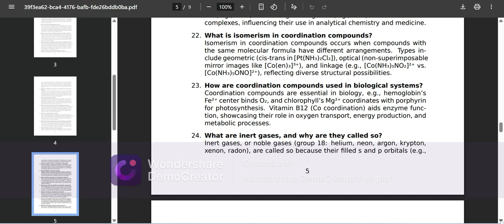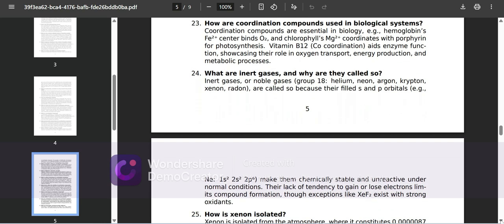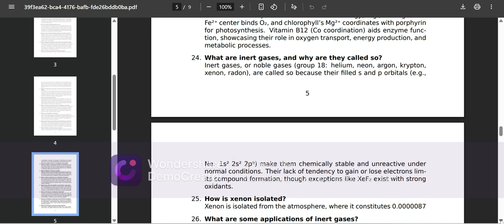How are coordination compounds used in biological systems? Coordination compounds are essential in biology. Example: hemoglobin, whose iron center binds oxygen, and chlorophyll, where magnesium 2+ coordinates with porphyrin for photosynthesis. Vitamin B12 coordinates cobalt for enzyme function, showcasing their role in oxygen transport, energy production and metabolic processes.